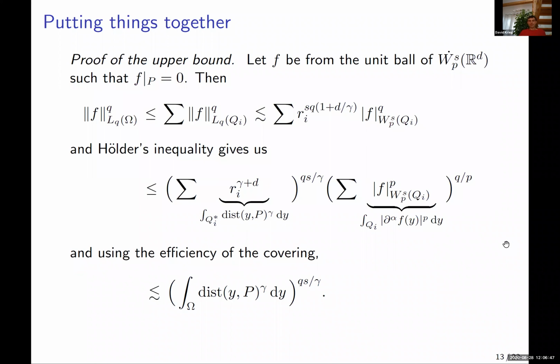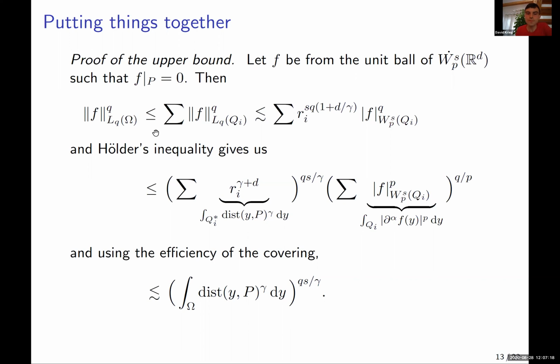Okay, now how do we put things together? For the upper bound, we know from the IBC lemma, information-based complexity, on the radius of information, that we have to consider an arbitrary function from the unit ball of the Sobolev space, which vanishes on the point set, and we have to bound the LQ norm of this function from above. And then we get a bound for the minimal worst case error.